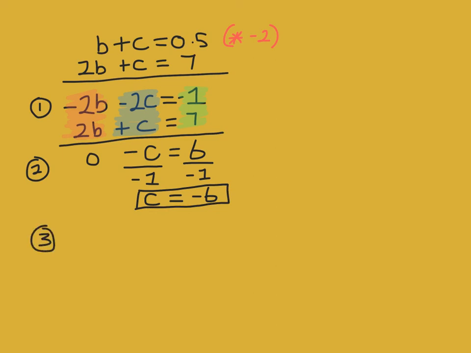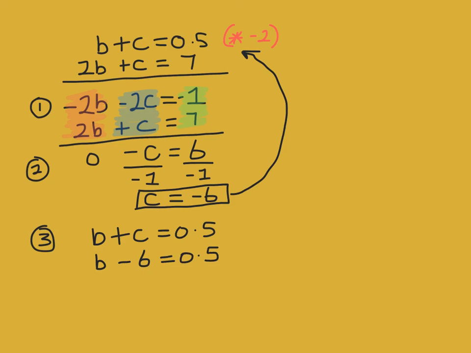My third step then we know is going to be to take this and to sub it back into one of the original equations. I'm going to sub it back into the top equation now. So I have b plus c is equal to 0.5. Well, I know that c is equal to -6, so I can replace that. And then what I'm going to do is take this -6 and bring that over the far side, and I will get a +6 when I do so. And then what happens is I get b is equal to 0.5 plus 6 gives me 6.5.